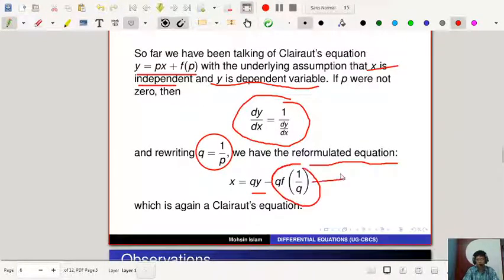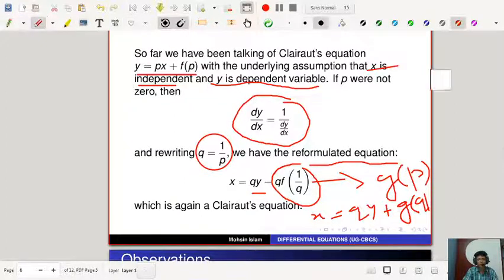What is the reformulation? x equal to qy plus a function of q. If you write this whole thing, taking the negative also, this equation can be written as x equal to qy plus g of q. Sorry, this was written p, this should be q here. So this is a function of q, right? So this is again a Clairaut's equation.